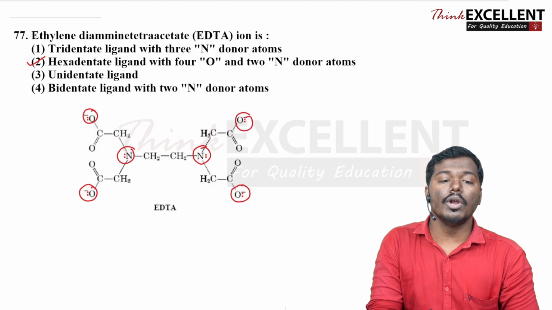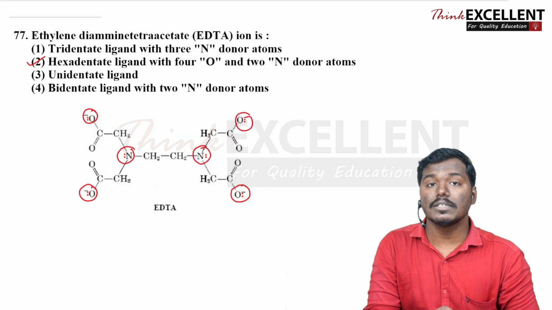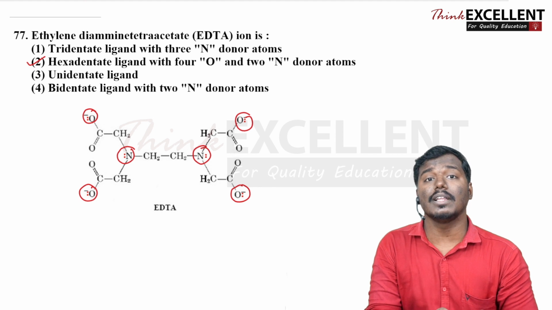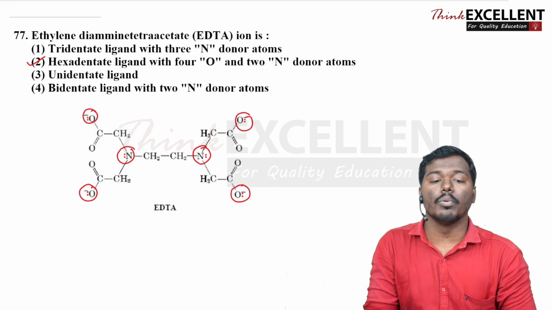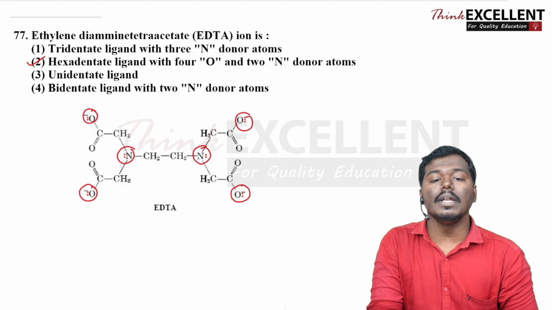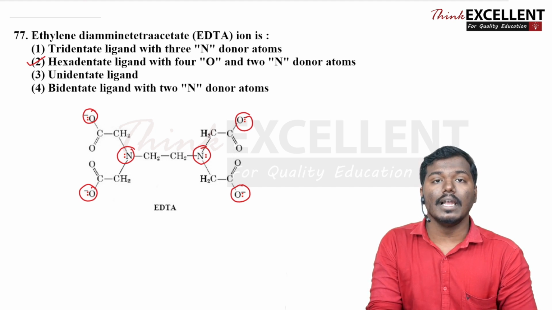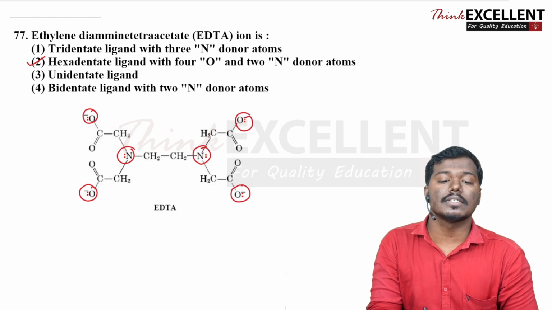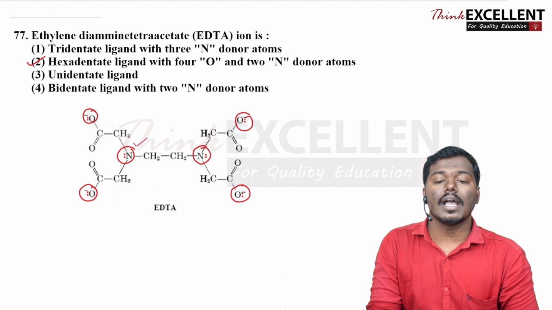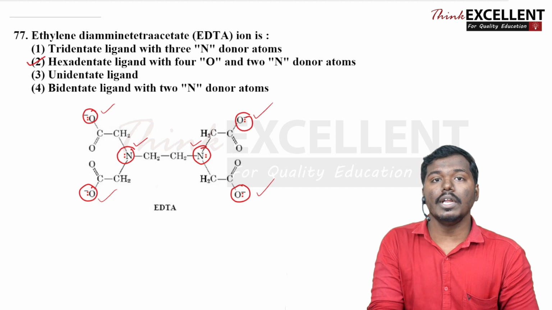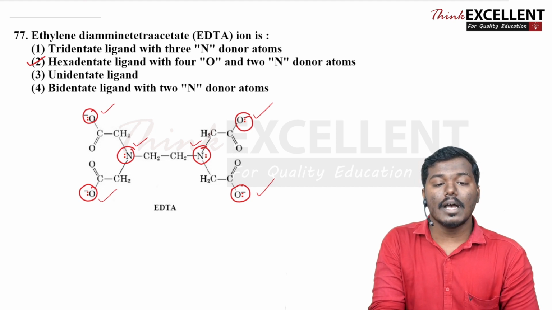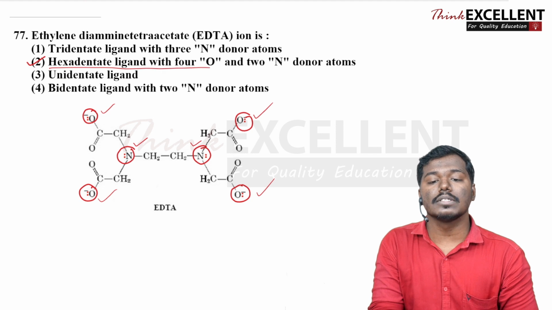Okay, so next we are going to question number 77, which is asked based on the coordination chemistry. Ligand base panni oru simple question, that is ethylene diamine tetraacetate, that is EDTA ion. You can see that EDTA is a ligand which is having 6 donor sites. Adula 2 nitrogen are acting as donor atoms, and 4 oxygen atoms are also acting as donor atoms. So 6 coordination sites irukradhunala it is a hexadentate ligand with 4 oxygen and 2 nitrogen donor atoms.